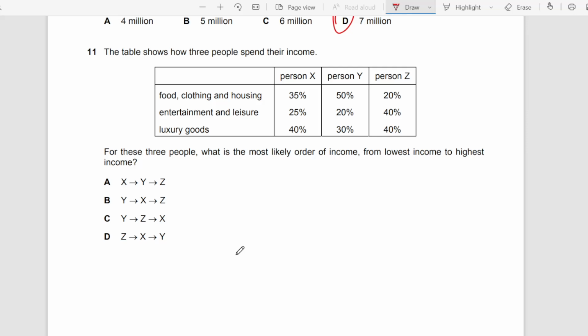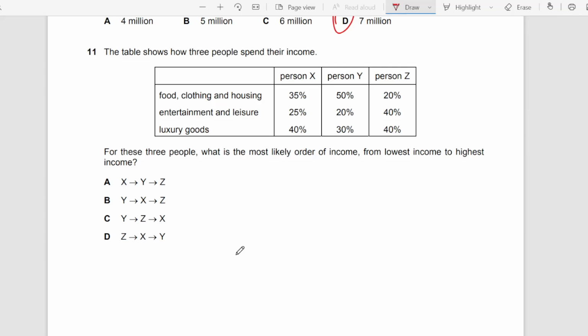And person Y spends even more on the basics, and a little bit less on entertainment, and a little bit less on luxurious consumption. Person Z spends very little on basics, and most of his or her income goes to entertainment and luxury goods and services. So for these 3 people, what is the most likely order of income from the lowest income to the highest income? So who amongst these 3 people is supposedly the richest and who is the poorest? Who has the highest income and who has the lowest income?